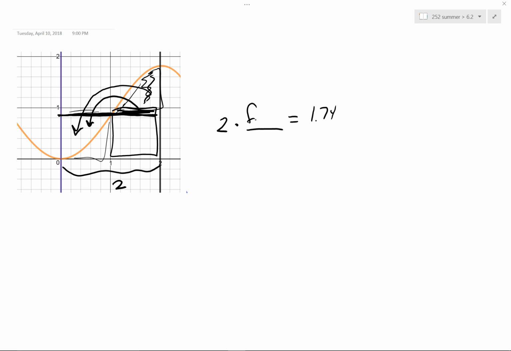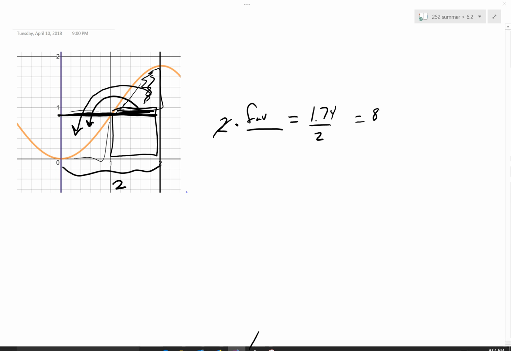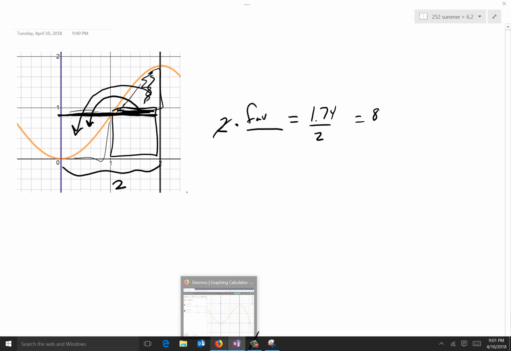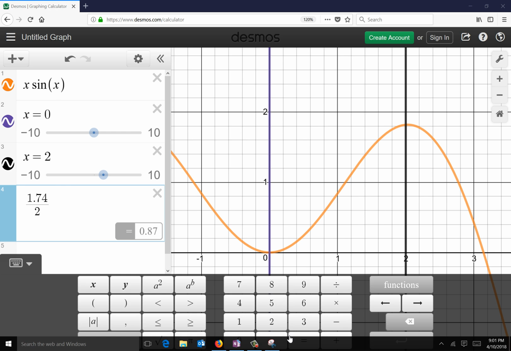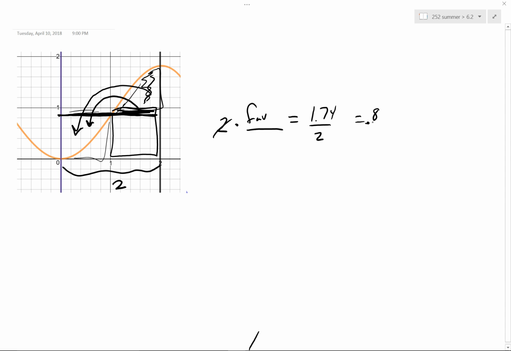The question is, what is that average value? So if I divide by 2, I'll get that it is equal to 0.88, 0.87. Yeah, 0.87. I'd buy that for a nickel. Which is basically what I drew. That's 0.2, 0.4, 0.6, 0.8, and a little bit, yes?